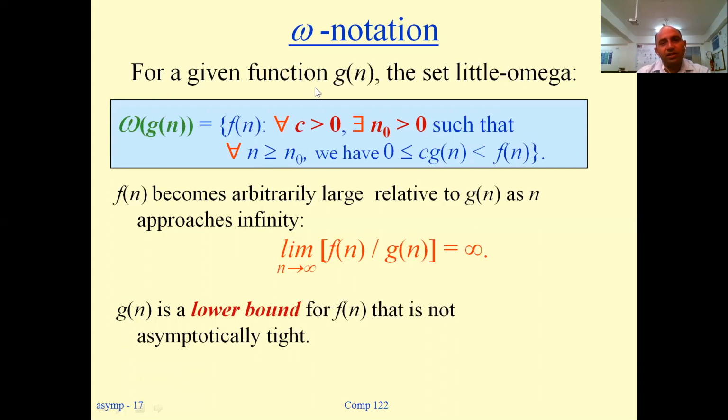In a similar way, this little omega is directly related to big omega notation, where c g(n) is less than or equal to f(n), but here it is strictly less than f(n). When we calculate the limit of f(n) upon g(n) as n tends to infinity, it comes to infinity. So both of these relations satisfy the property of little omega notation.